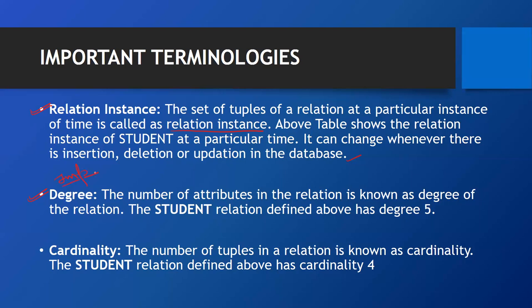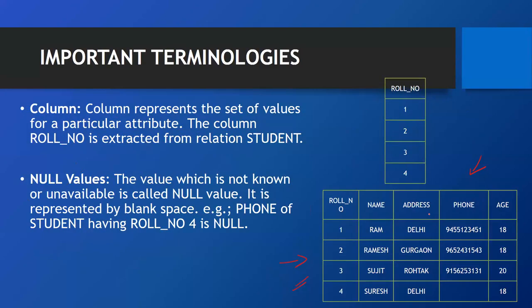Degree is important. The number of attributes in the relation is known as the degree of the relation. They will show you a relation, a table, and they will ask you the degree of that table. So the student relation has a degree of 5, as you can see over here.